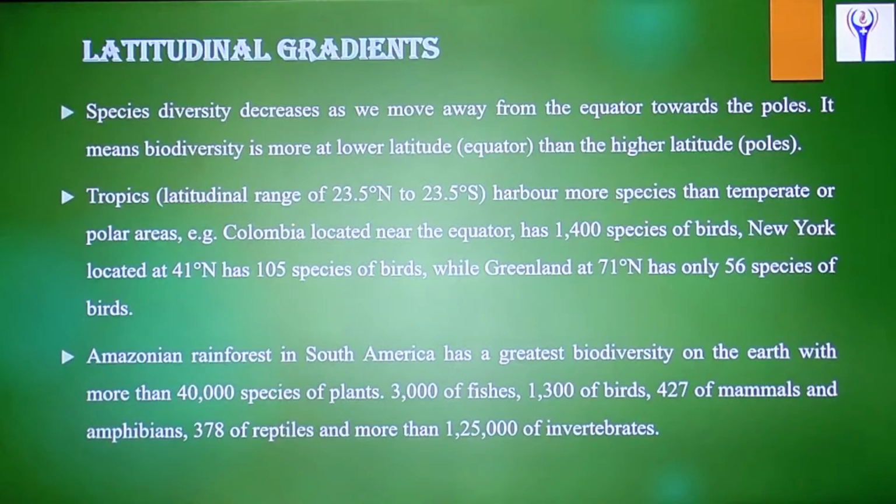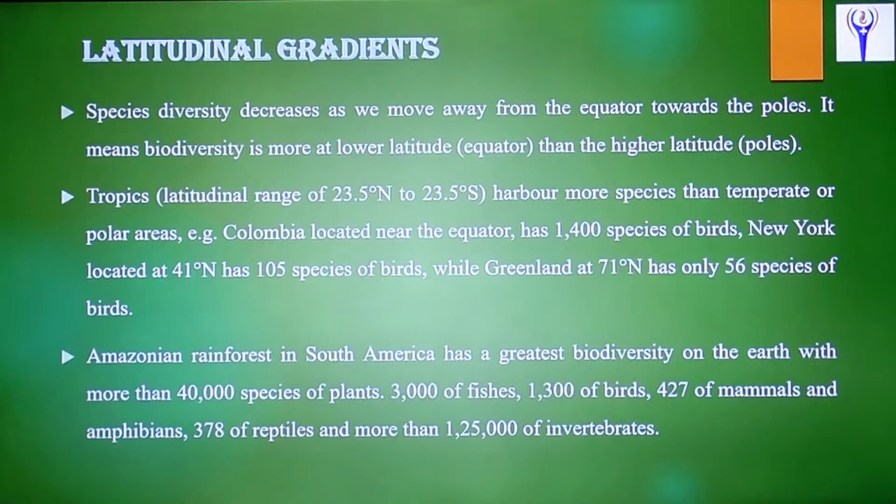For example, Colombia has 1400 species of birds, but when we compare New York, it is only 105 species, because Colombia is very close to the equator. And the country Ecuador has 10 times more species of vascular plants than in the Midwest USA. And the well-known Amazon forest has a greater biodiversity of species. It is home for more than 40,000 plants, 3,000 fishes, 1,300 birds, etc.